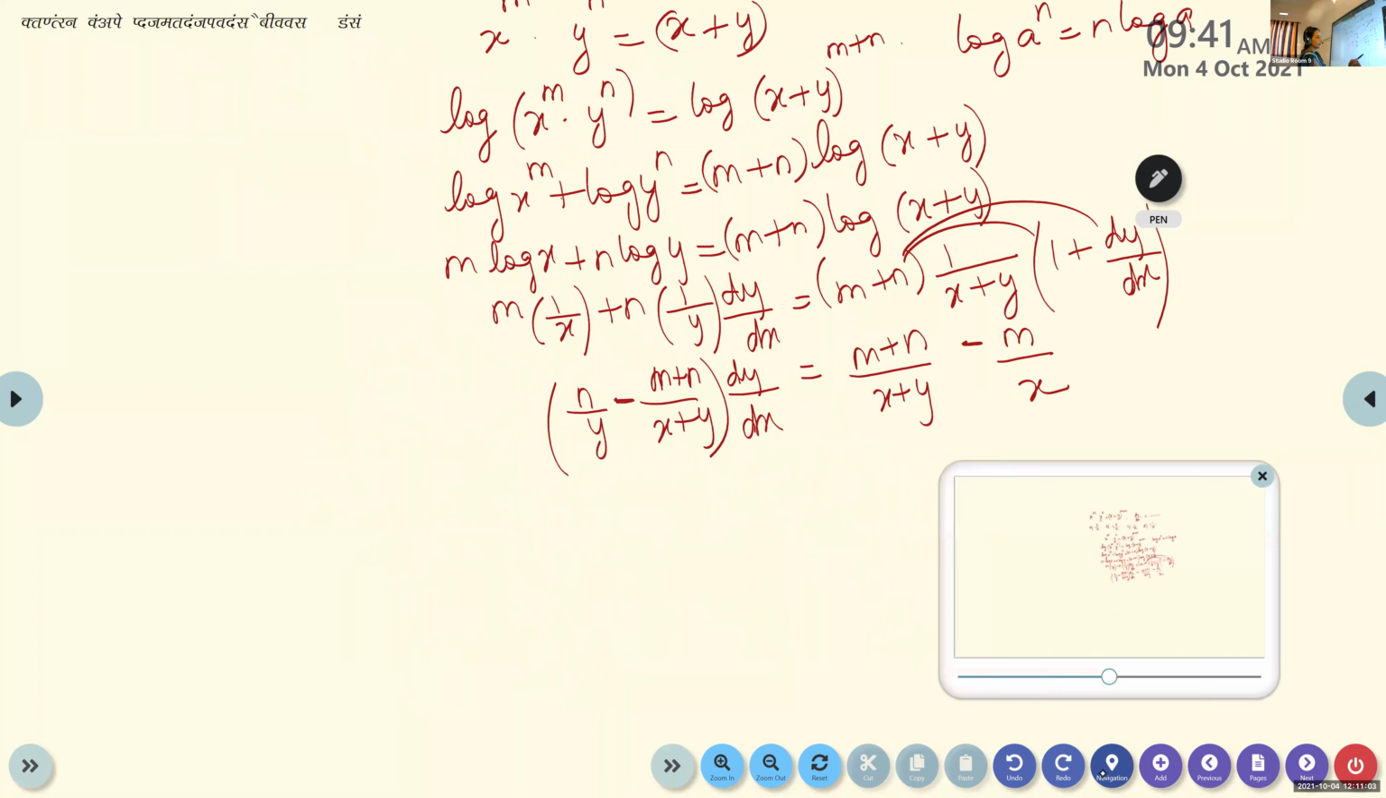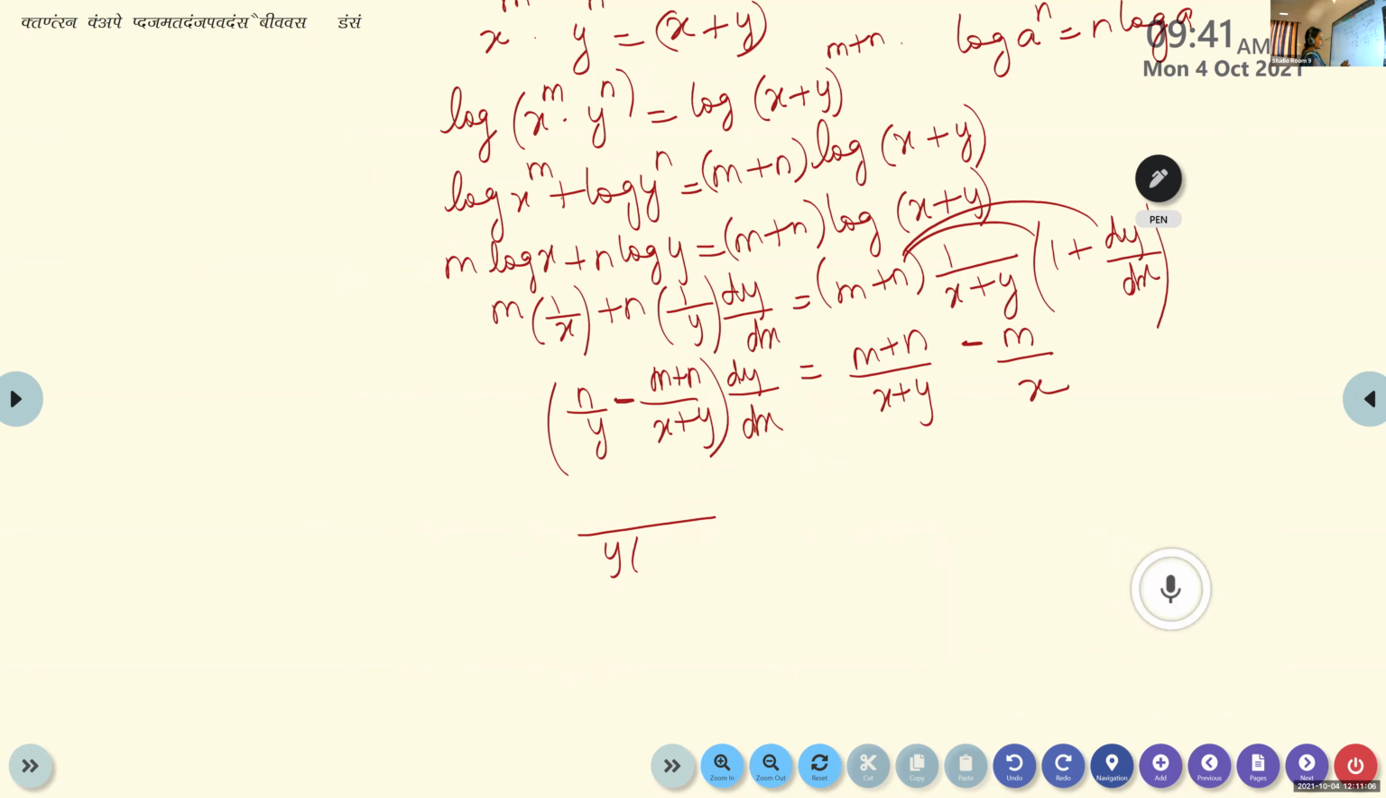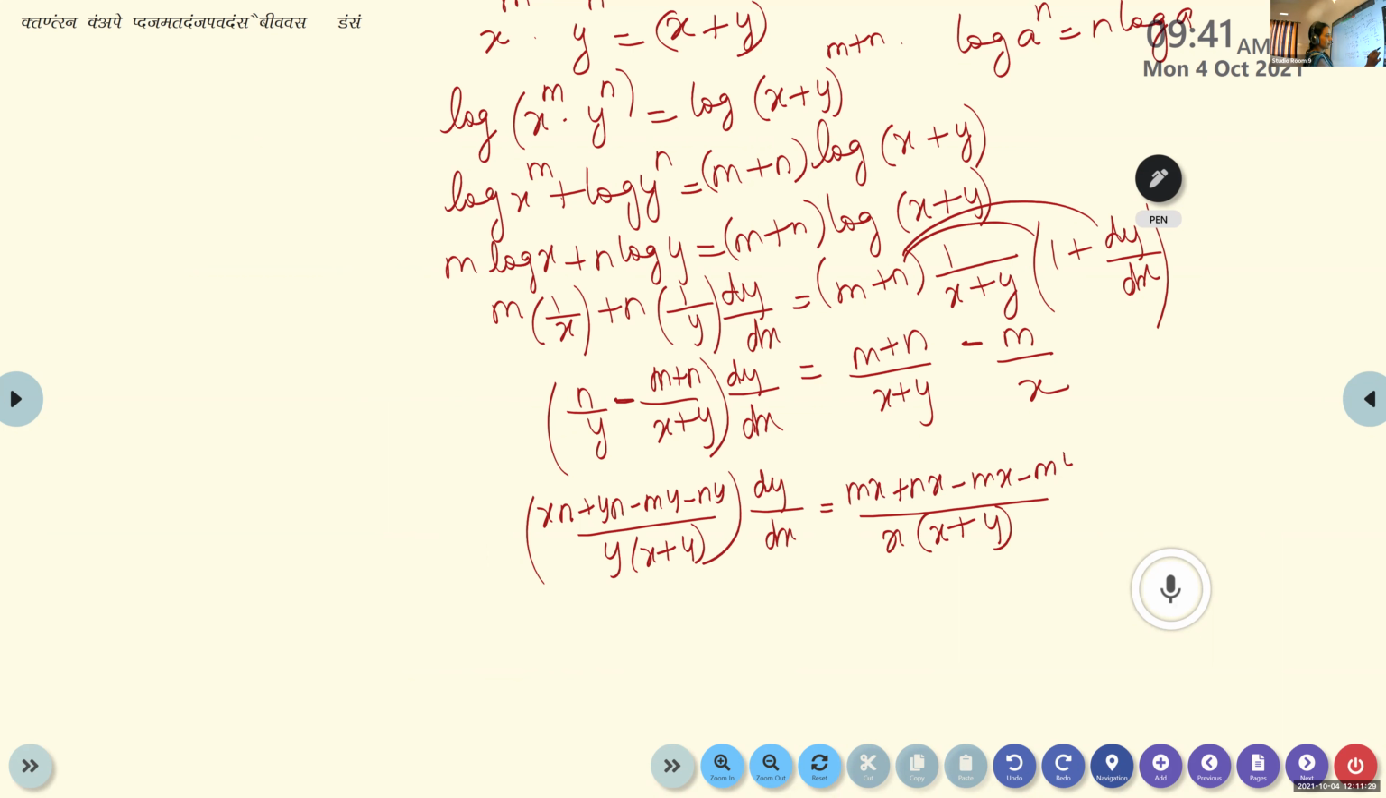If you take the LCM here, y into x plus y. Here we will cross multiply. So xn plus yn minus my minus ny into dy by dx equal to, here again take the LCM, x into x plus y, mx plus nx. Is it correct, Aditya? Then plus ny minus ny get cancelled. Denominator x plus y will get cancelled. Plus mx minus mx gets cancelled.